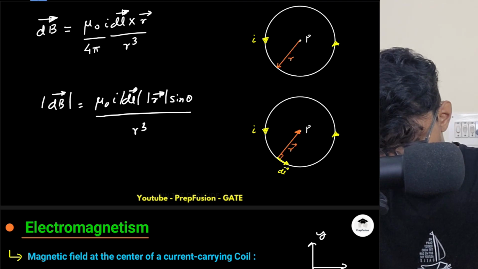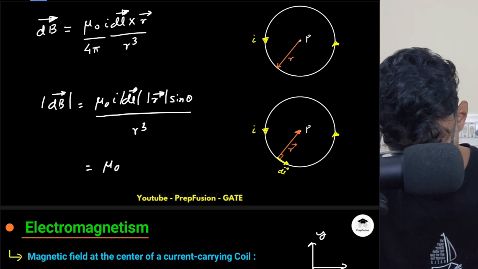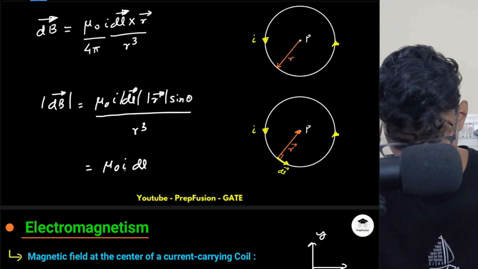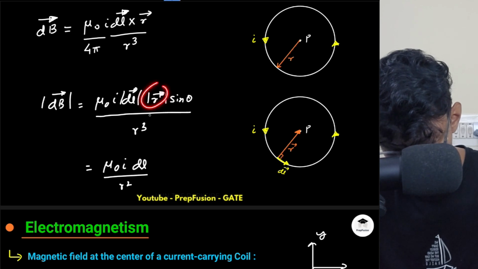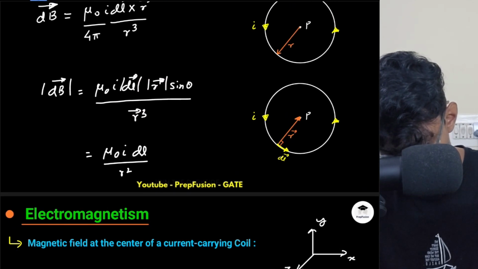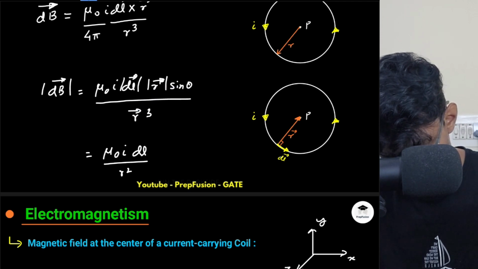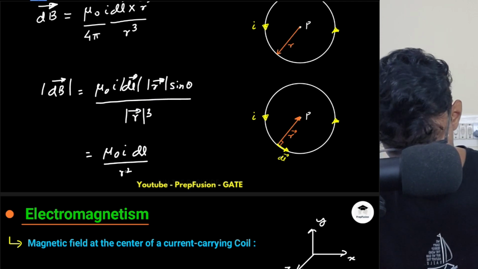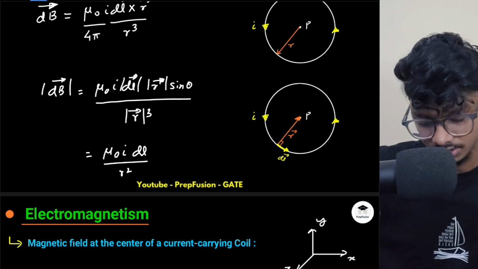So what will happen? I will get this simple equation. This will be equal to mu naught I dl, where sine theta becomes 1, divided by r square, because this magnitude and this are the same thing, right? This is r magnitude whole cube. So this will simply become r square. Mu naught I dl over r square, and this is my magnitude.